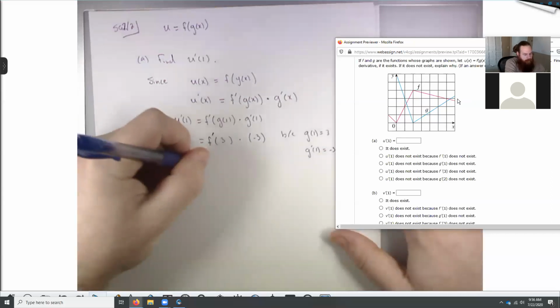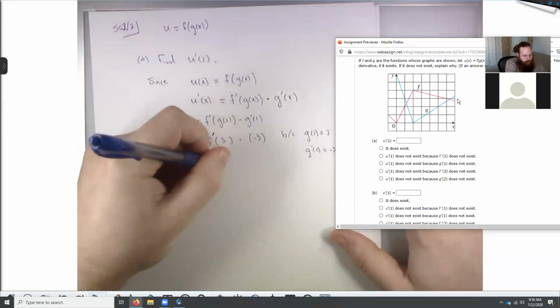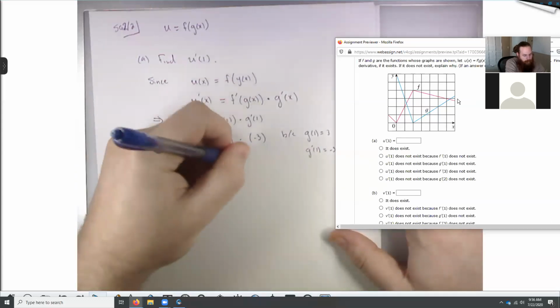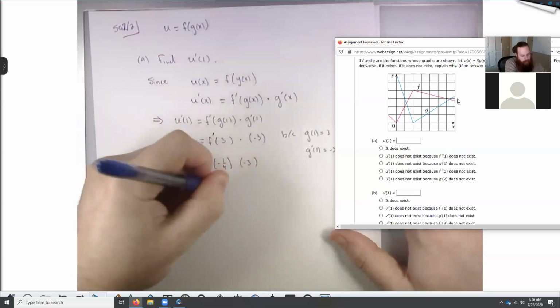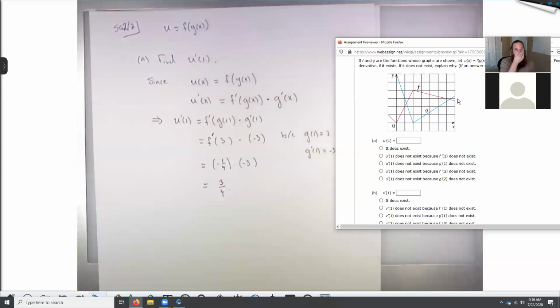So this is -1/4 times -3, which is +3/4. Parts B and C go the same way.